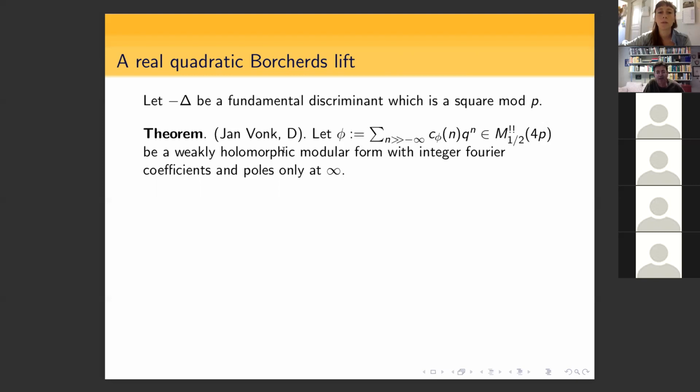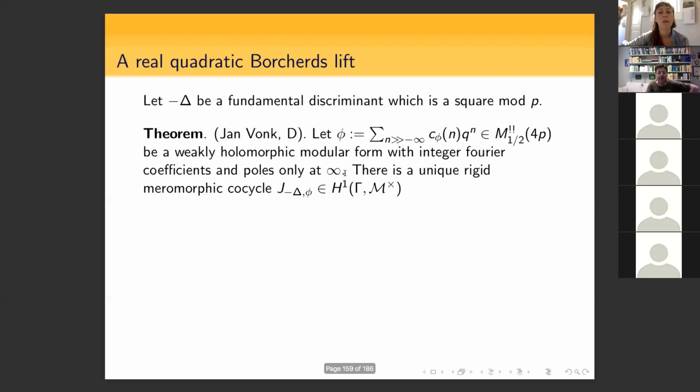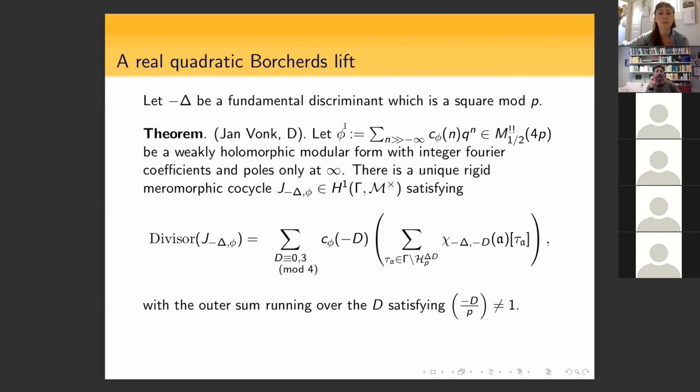What weakly holomorphic means is that these are modular forms which are holomorphic on the upper half plane, but have possible poles at the cusps. And in fact, here I restrict only to modular forms that have poles at a single cusp, the standard cusp infinity. I look at weakly holomorphic modular forms with integer coefficients and poles only there. And then the statement is that given any such phi, there's a rigid meromorphic cocycle, which I call J minus delta phi. So it depends on the discriminant delta, this auxiliary invariant that we chose, and on the modular form phi. And this meromorphic cocycle has the feature that its divisor, its RM divisor, can be read off from the principal part of the input modular form phi.